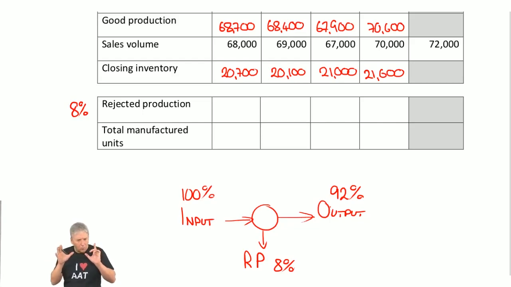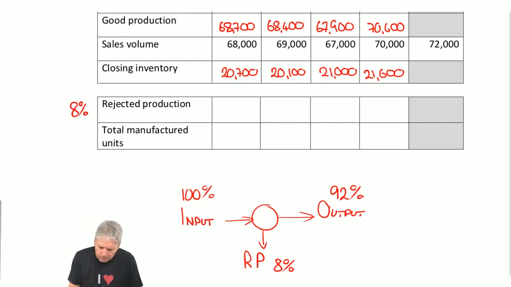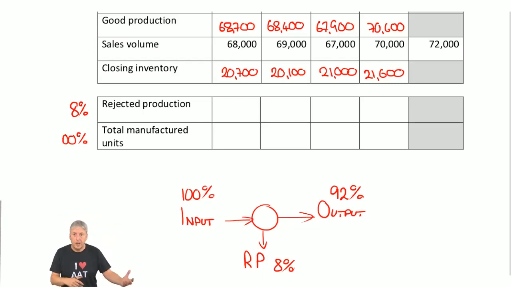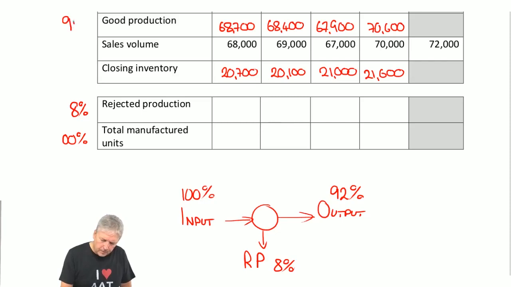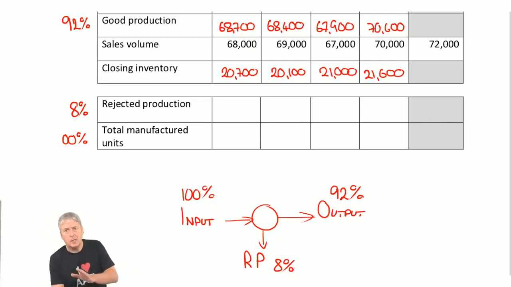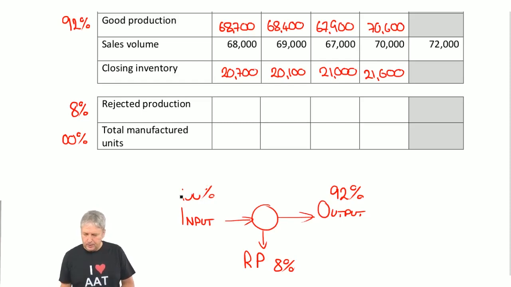So, what is the input here? Well, the input would be the manufactured units. That's what we have input to this quality control check. Yes? And that means that the good production will be the other bit, the 92%. Does that make sense to everybody? And I think that that's the way that you've got to play it, because if you play it that way, then you're going to have no difficulty dealing with anything here.